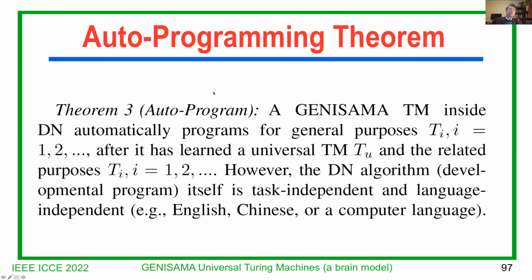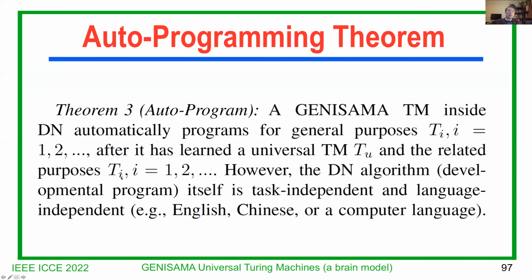Auto-programming theory said that a GENISAMA Turing machine inside DN is automatically programmed for general purposes. General purpose is called the T test. I went to any number. After it has learned a universal Turing machine, TU. Actually, this universal machine is not a single one. It's always incremental, this universal Turing machine becomes more and more mature, right? TU and the related purposes TI.